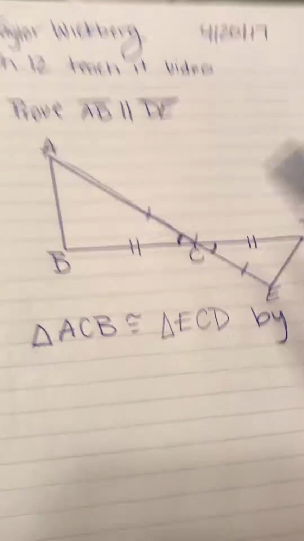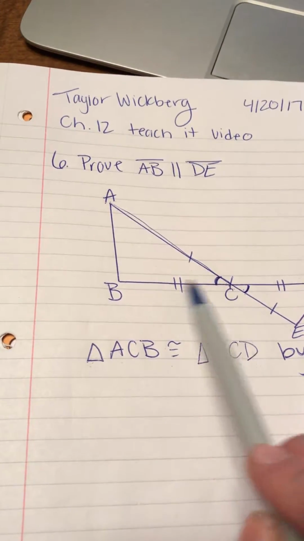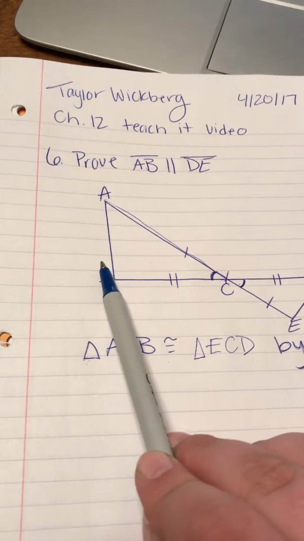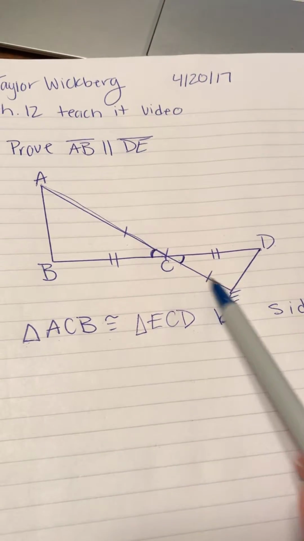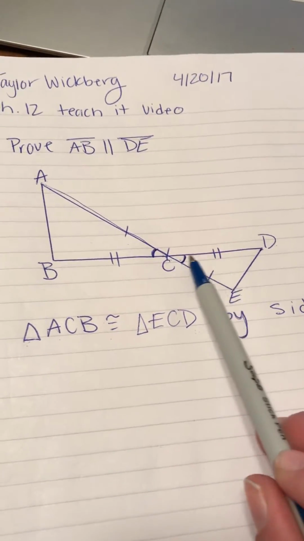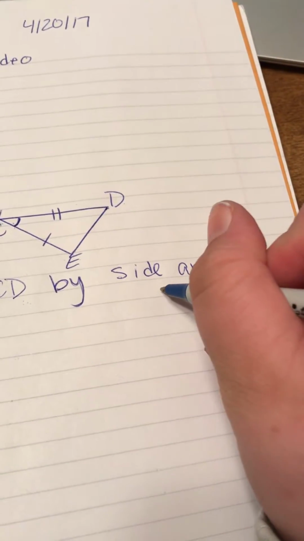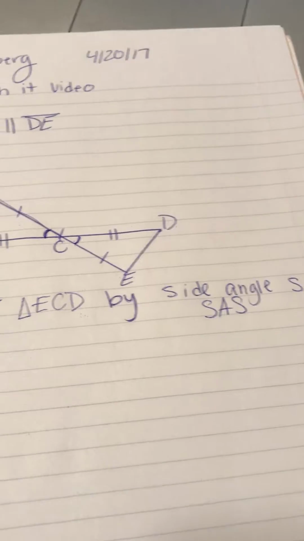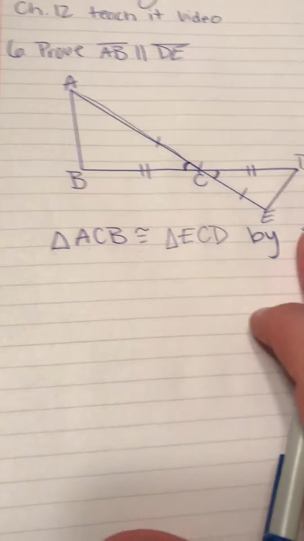So we look at that. Let's look at triangle ACB: side, angle, side. Now let's look at triangle ECD: side, angle, side. So that's where we get side, angle, side. And then another way to write it is just SAS. So we know that part.